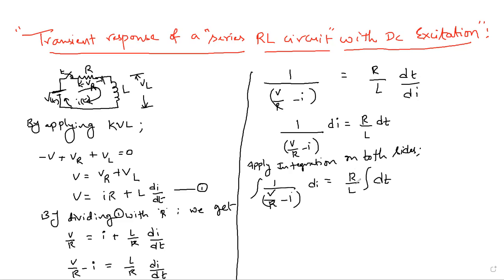Because R by L is constant, that's why I wrote it outside. Now see, this is the entire thing over x. Let us treat that as 1 by (k minus x) into dx. So what is the integration now? Ln of (V by R minus I). For this x, what is the multiplication factor having polarity of minus 1? So that minus I is written here.